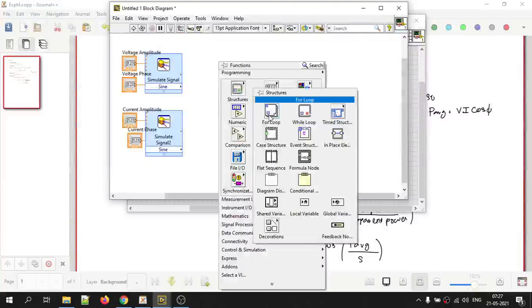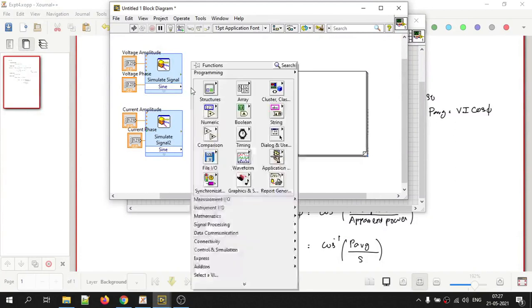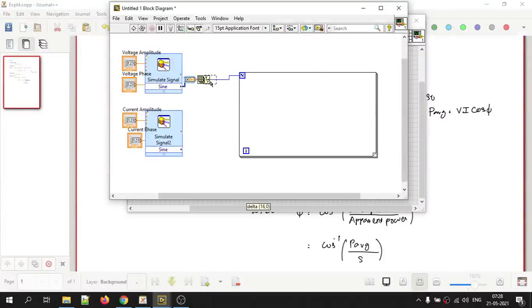Let us create a for loop in order to evaluate the average power. The number of loop iterations is equal to the number of elements in the array, and make sure that both the voltage and current have the same sampling rate and the same number of elements. Let us pass the voltage to the array size block, and connect the output of the block to n in the for loop. For calculation, we do not require the timestamp, so let us use the from DDT block to remove the timestamp.